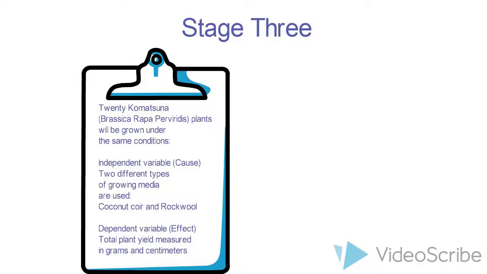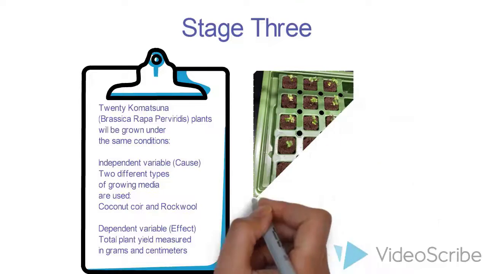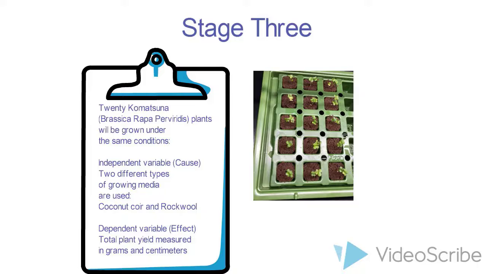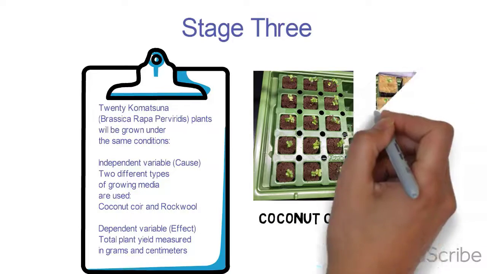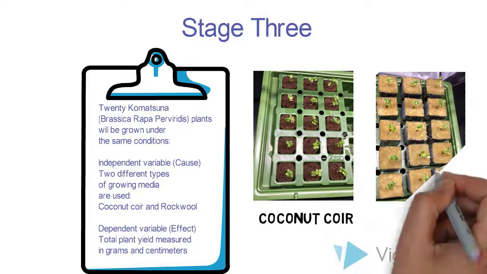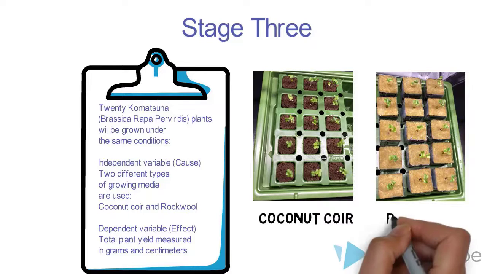And then we're going to measure the dependent variable, so the total plant yield. And we'll measure that in grams and centimeters for the plants started in coconut, and then for the plants started in our rock wool.